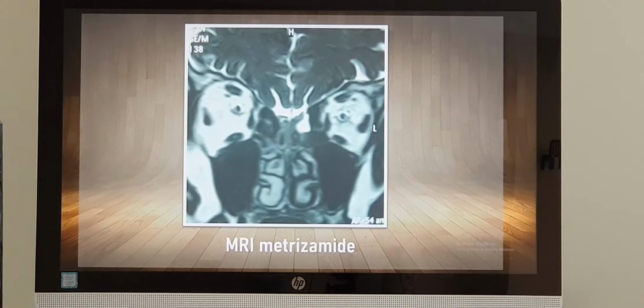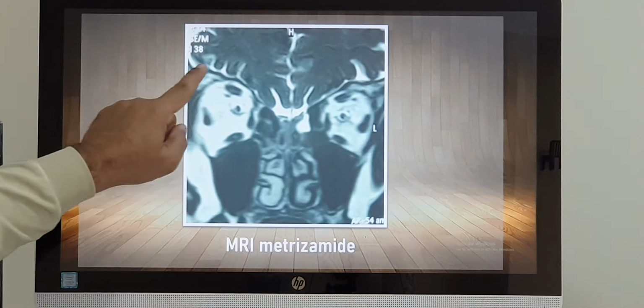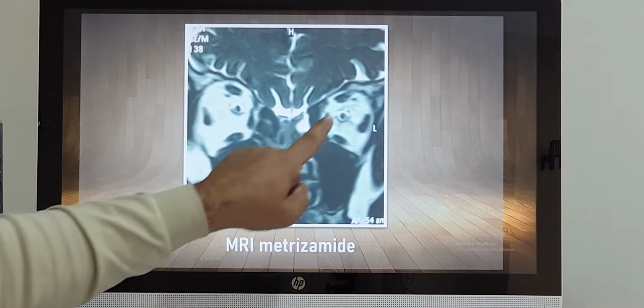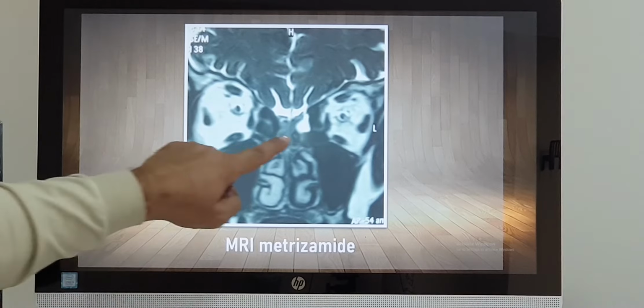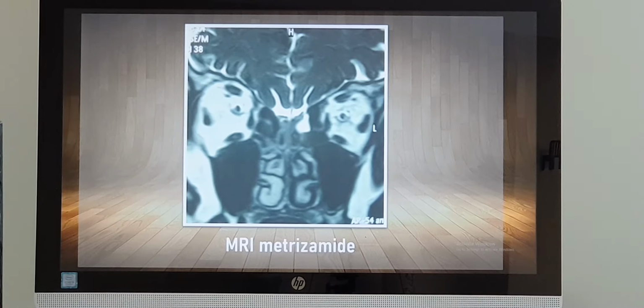Now the MRI, these are T2 weighted images. So you can see the CSF, which is white in color, and this is getting collected in the nasal cavity. Here, this is an MRI with metrizamide.